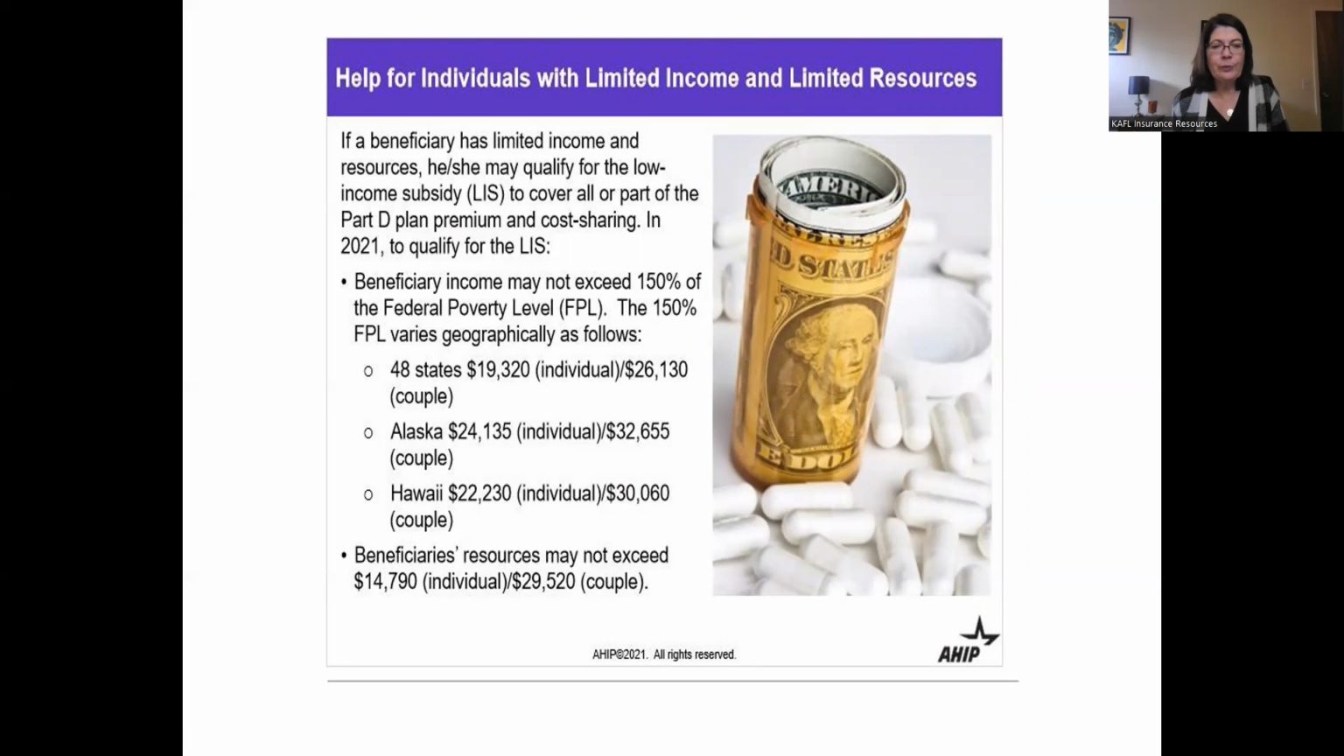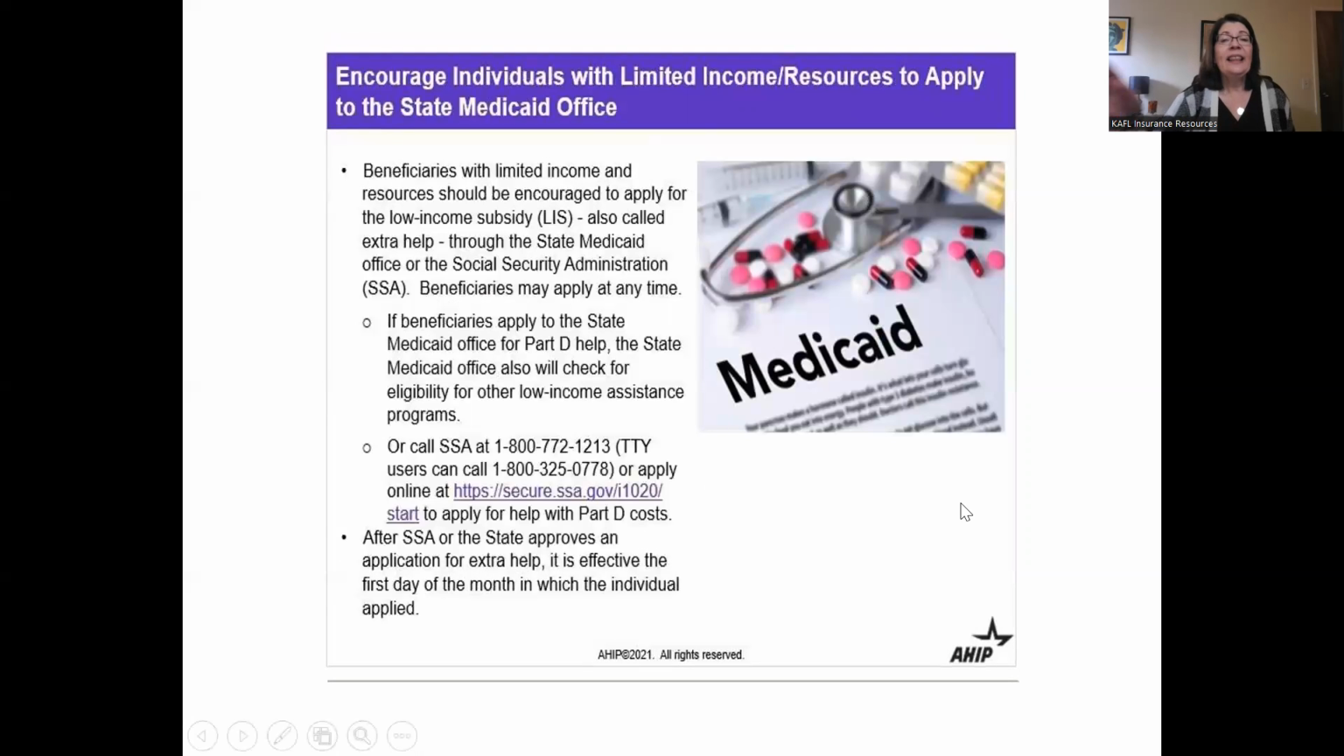In 2022, resources can't exceed for an individual $15,600, and then a couple $30,950. So yeah, it does change typically from year to year, but LIS is definitely something that can be helpful to people. And then if you know of someone that has limited income, limited resources, definitely encourage them to apply.